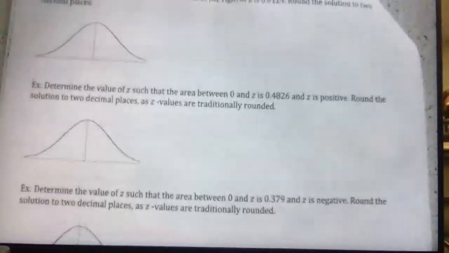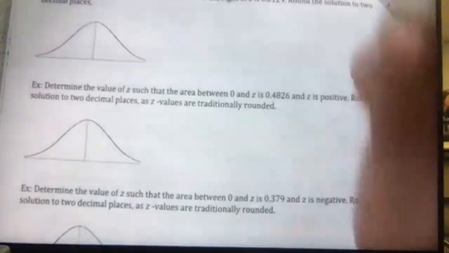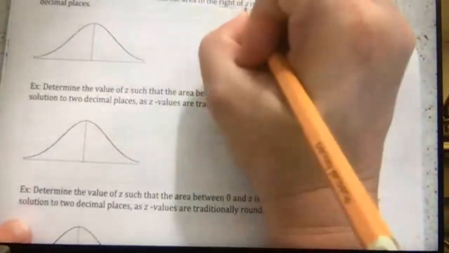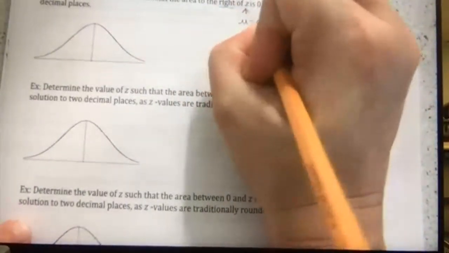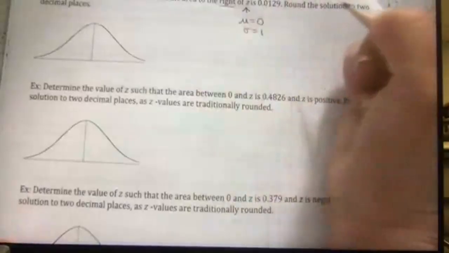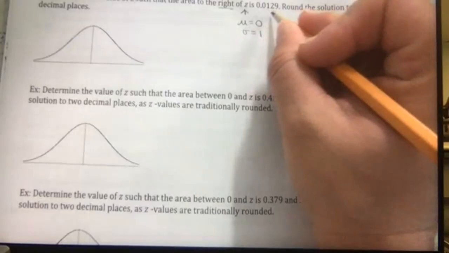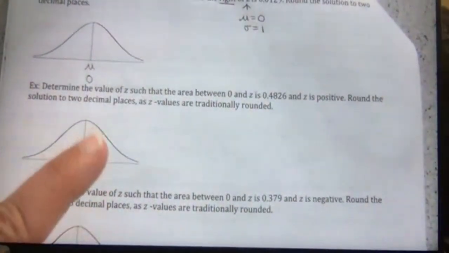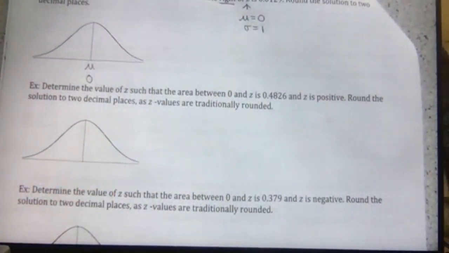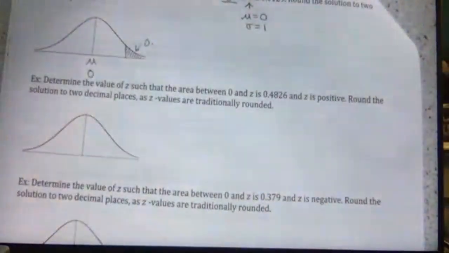So determine the value of z such that the area to the right. So this time we're doing the area to the right of z. So talking about z, our mean is 0 and our standard deviation is 1. And the area is 0.0129. Round our answer to 2 decimal places. All right, so in the middle is our mean, which is 0. Notice the area to the right is 0.0, so super, super small. So somewhere over here, the area to the right is super, super small.